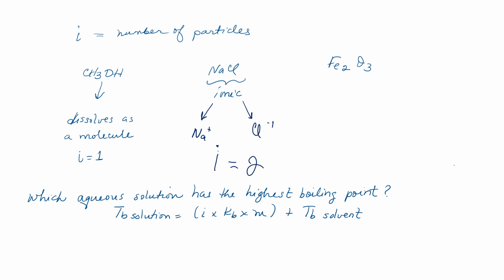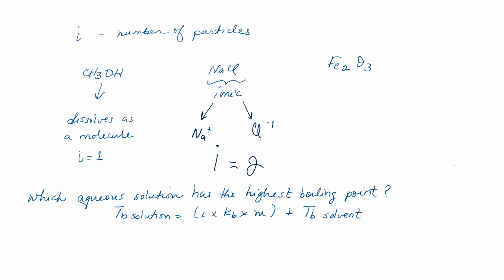So when you're looking at an ionic compound like iron oxide, the one that I have on the right side, you have the ions of iron and the ions of oxygen. They're combined to give you that compound, iron oxide. The numerical value of i is telling you how many ions you have in every formula unit of that ionic compound.